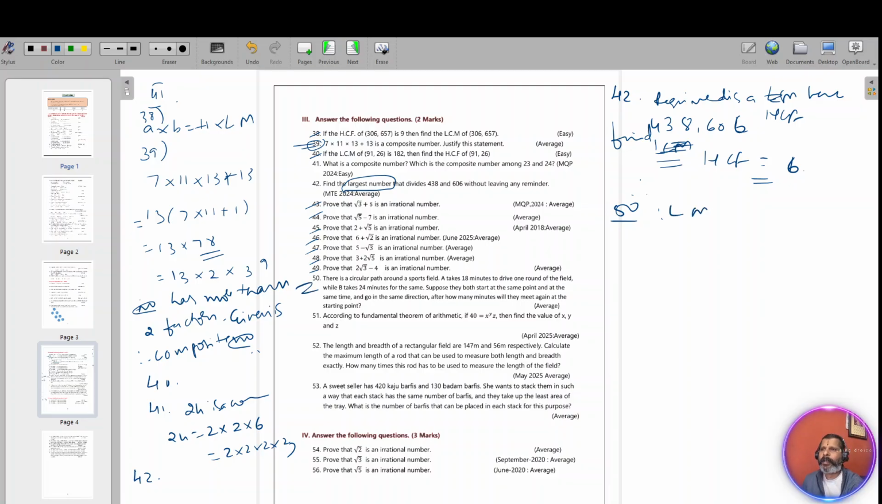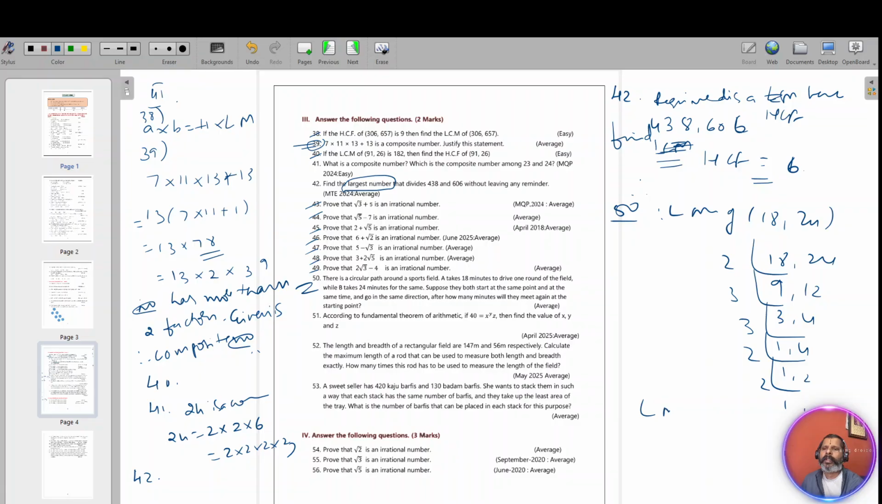50th, you find the LCM of 18 and 24. So 18 and 24, if you find the LCM, 2 9s are 18, 2 12s are 24, 3 3s are 9, 3 4s are 12, and so on. So LCM is equal to 3 square into 2 cube, 9 into 8. How much does it come? 18 and 24, right?